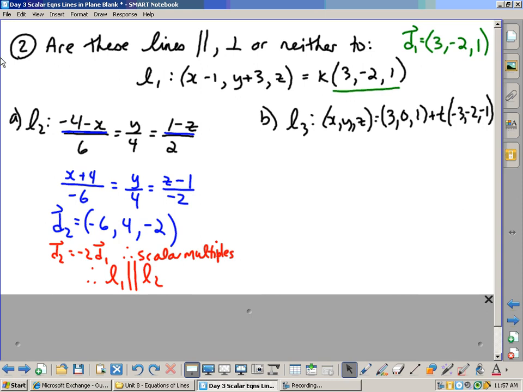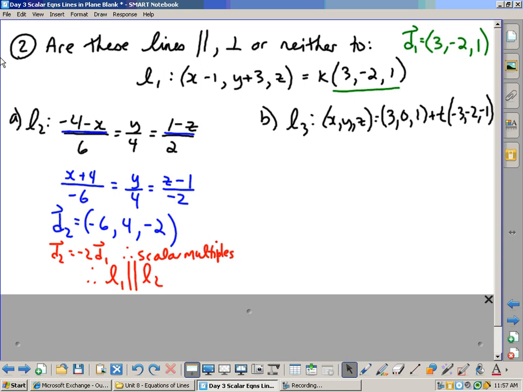So you see why these questions are interesting, because we have to get the information from the question, so you might need to do a little bit of work to find the direction vector. Once you get the direction vector, you make a comparison to the original, and that will tell you if it's parallel or perpendicular or maybe nothing.